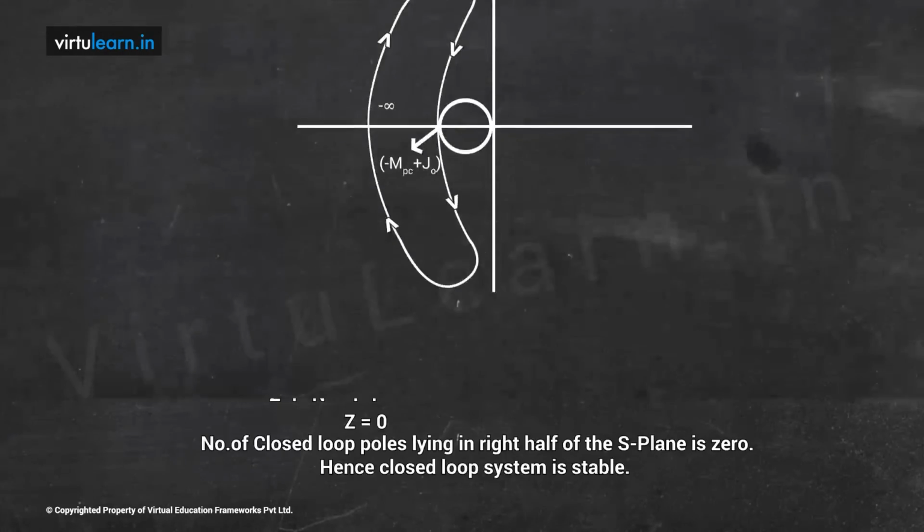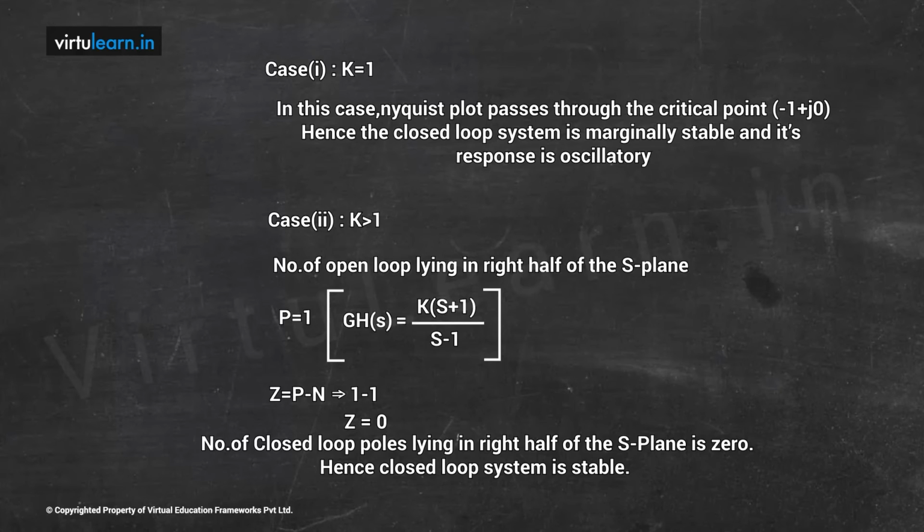Now what is the Nyquist stability formula? The Nyquist stability criteria formula is Z is equal to P minus N. P is the number of open loop poles lying in the right half of the S plane. What is the transfer function GH of S? K into S plus 1 divided by S into S minus 1. So there is one pole lying in the right half of the S plane, which means P is 1, and N is equal to 1. So 1 minus 1 is 0. So Z value is 0. The Z value 0 indicates there are no closed loop poles lying in the right half of the S plane.